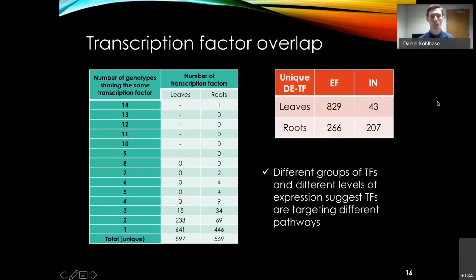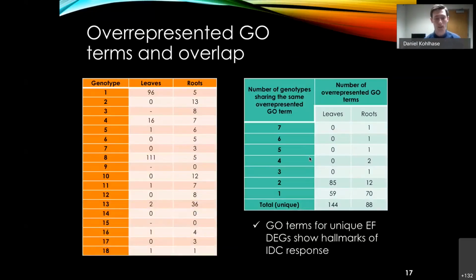So again, looking at overlap, we see the same pattern where we see more overlap in the roots. We see up to 14 genotypes sharing 1 differentially expressed transcription factor, and then only 4 genotypes sharing a transcription factor in the leaves. And then again, using these phenotypic classes, we can see there are more unique differentially expressed transcription factors that are associated with the efficient phenotypes. And so taking the fact that we see different groups of transcription factors and the different levels of expression, this is suggesting to us that the transcription factors are targeting different pathways in response to the iron stress.